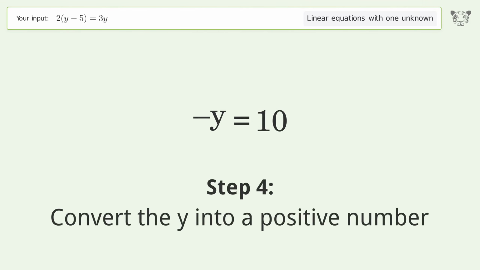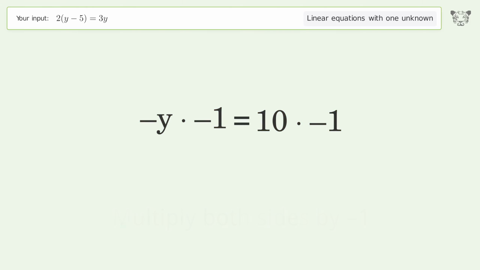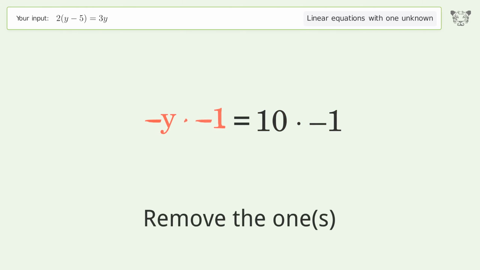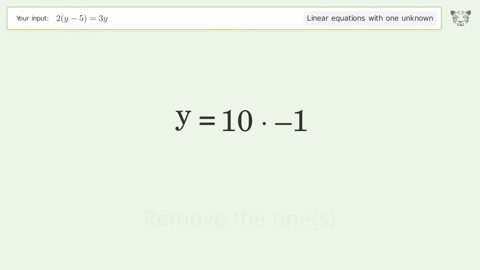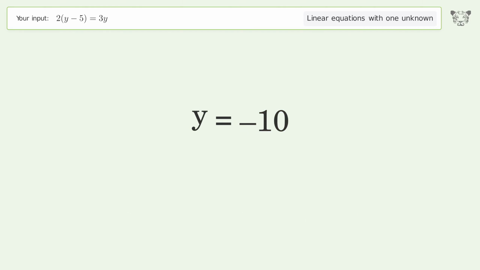Convert the y into a positive number. Multiply both sides by -1. Remove the ones. Simplify the arithmetic. And so the final result is y equals -10.